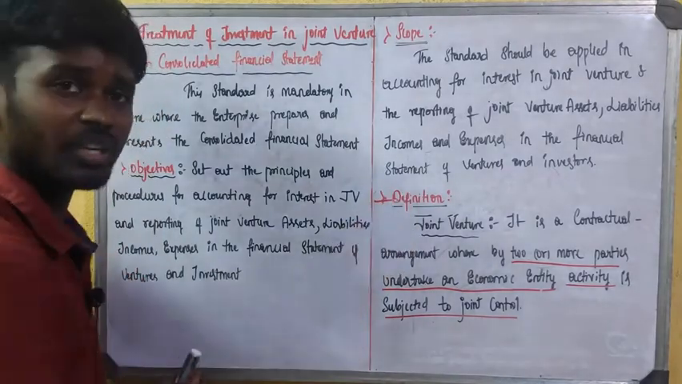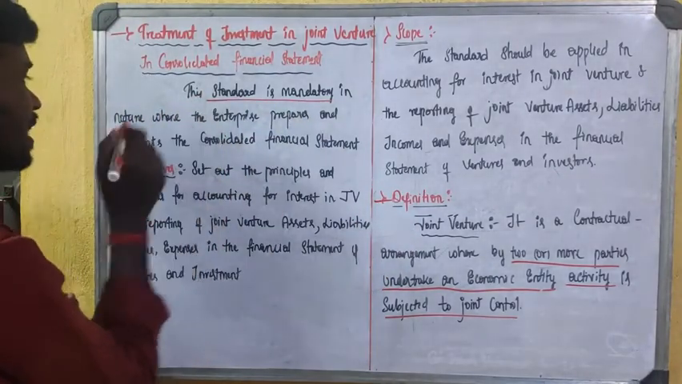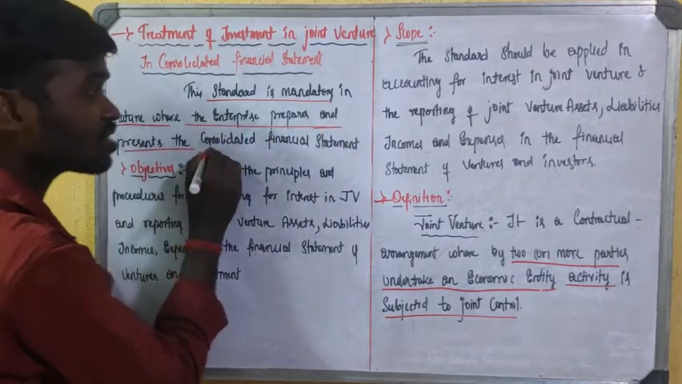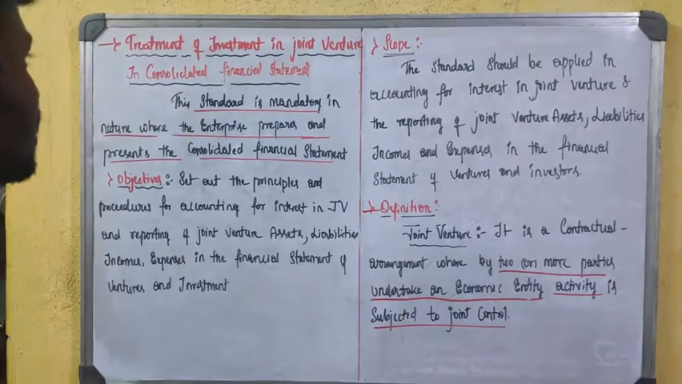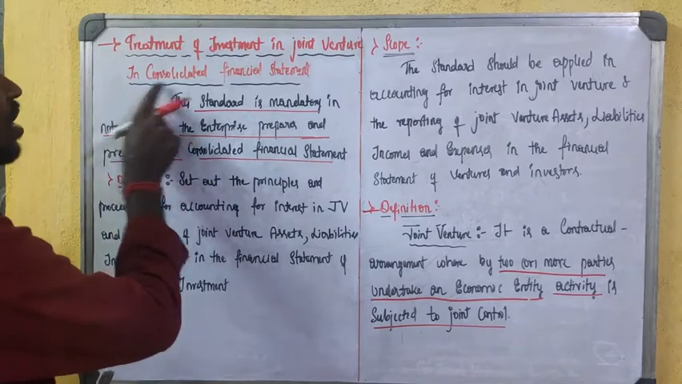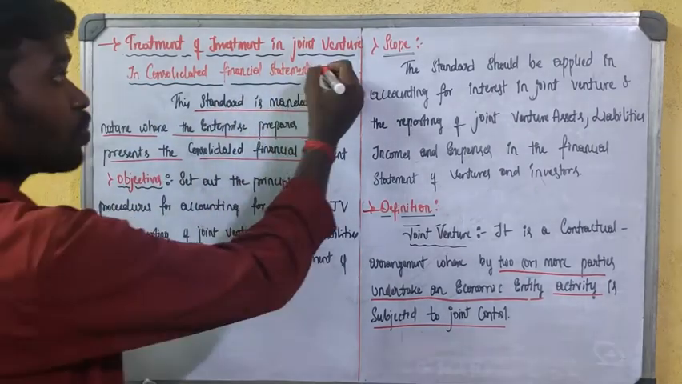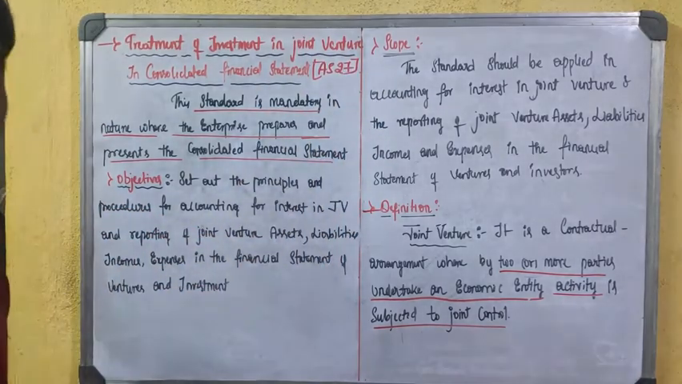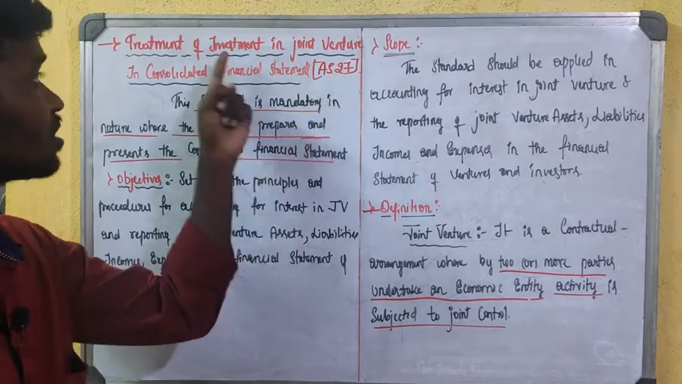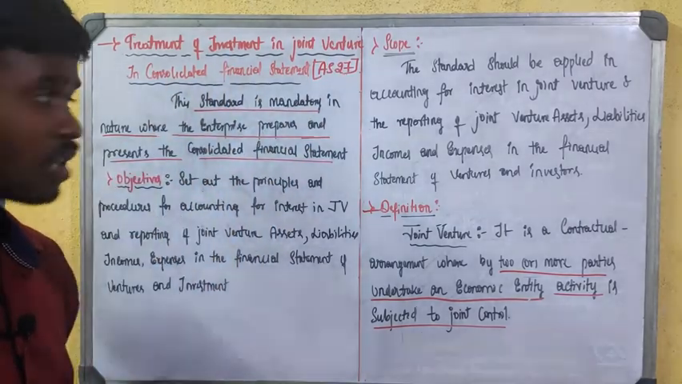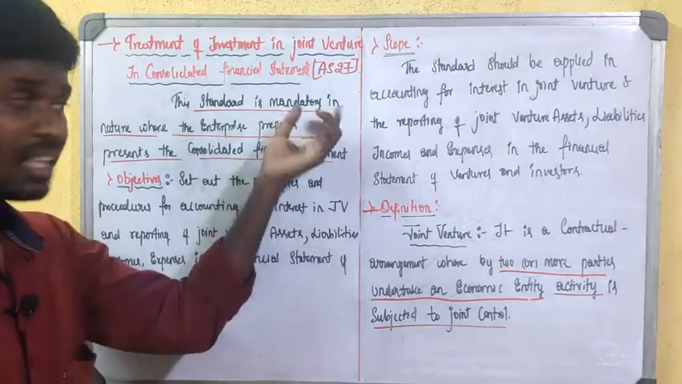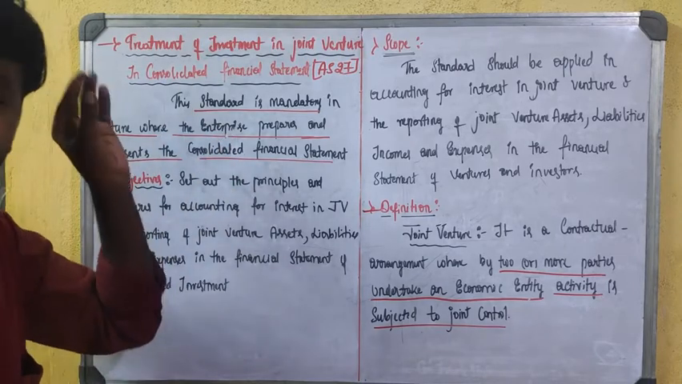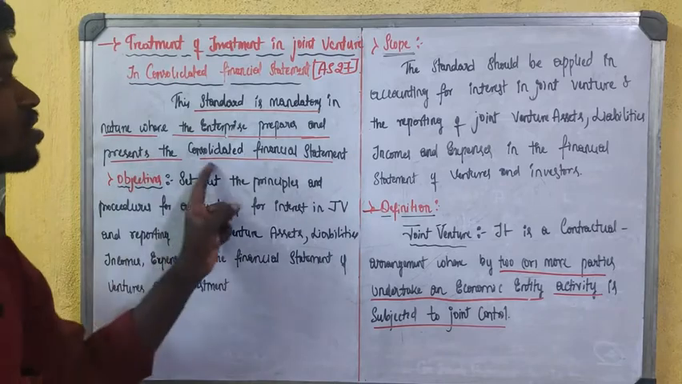Okay, so this is the actual definition. See, this standard is mandatory in nature where an enterprise or business organization prepares and presents the consolidated financial statement. That is, the investment in joint venture in consolidated financial statement, it is based on the accounting standard 27. Okay, so as per the accounting standard 27, this standard is mandatory where a business organization or an economic entity or the business firm prepares and presents the consolidated financial statement.